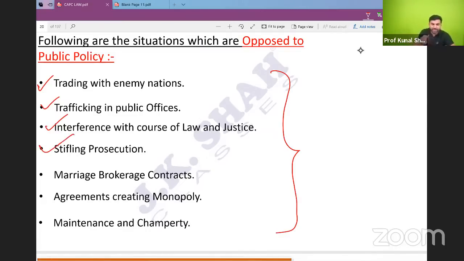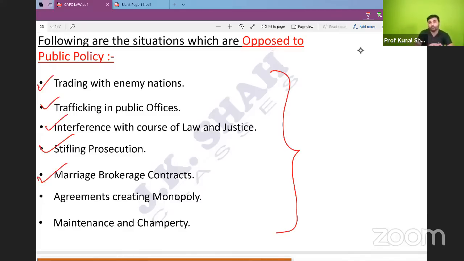Any kind of marriage brokerage contract, where you are providing some kind of money to a person in case of marriage contracts. Sorry, there cannot be a valid contract. It is opposed to public policy. Example, dowry. It is opposed to public policy. There cannot be a valid contract.